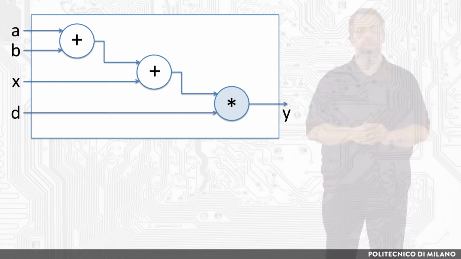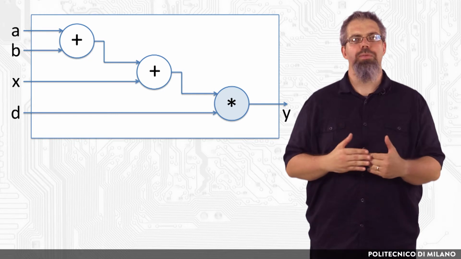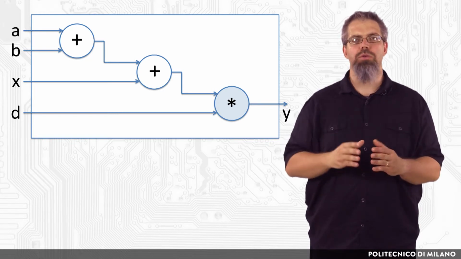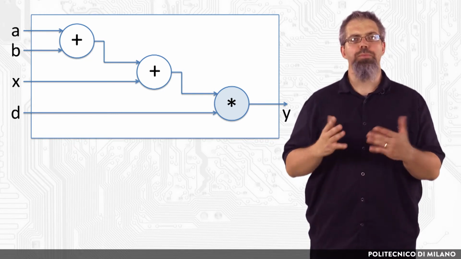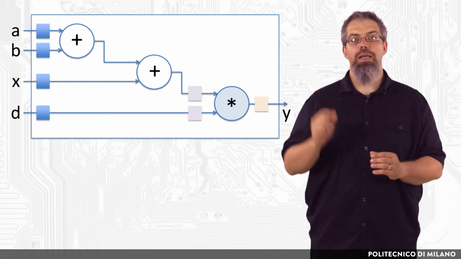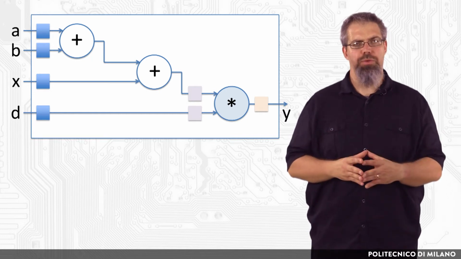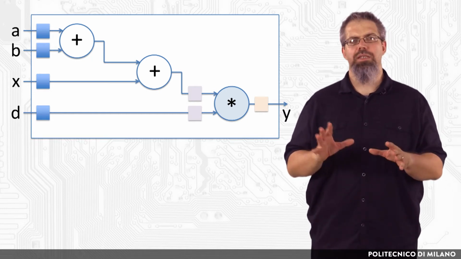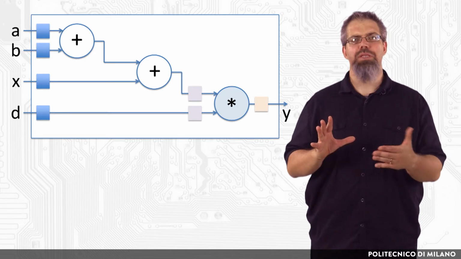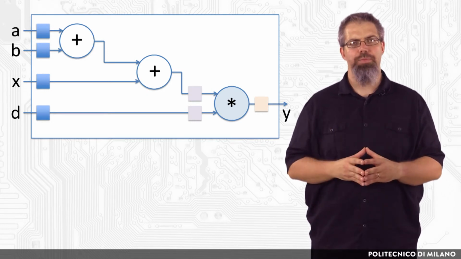Now, what we are looking for is a way to overlap the execution of multiple instructions, and the way in which we are going to do this is by moving from a pure combinational logic to a sequential one. In this figure, we can appreciate a pipelined version of the previous circuit. The squares that we introduced in this circuit represent registers that are implemented by flip-flop blocks in the FPGA.